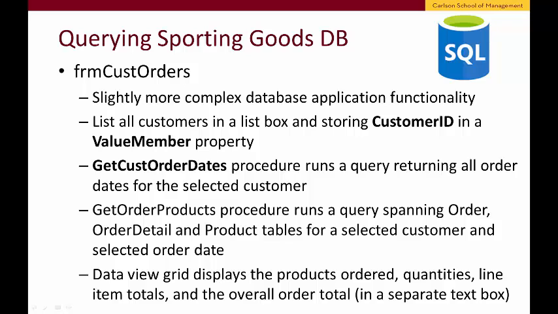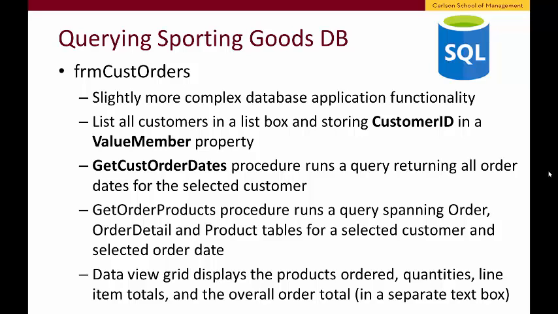If we had the timestamp included in the order, which will certainly be the case for a more realistic order table, these would also be displayed, and display of multiple orders on the same day would not be an issue. So back to the order code. The next procedure is going to be the get order products procedure that runs a query spanning order detail and product tables using the exact same joins described on the previous slide.